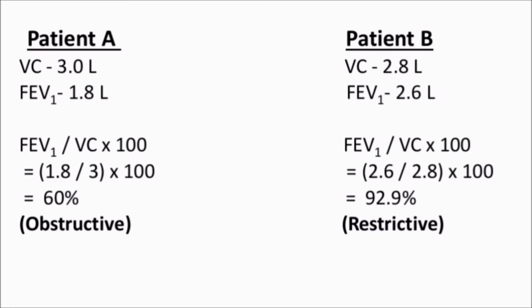And for patient B, the FEV1 by FVC ratio is 2.6 divided by 2.8 into 100, and we get around 92.9%, around 93%. The normal value of FEV1, as I told earlier, is 70 to 80%. So we are getting around 93% in patient B. So that is restrictive lung disease. Restrictive can have a normal or increased FEV1 by FVC ratio. So based on the following data and the equation, the Tiffeneau-Pinelli index, the FEV1 by FVC ratio, we conclude that patient A has obstructive lung disease and patient B has restrictive lung disease.